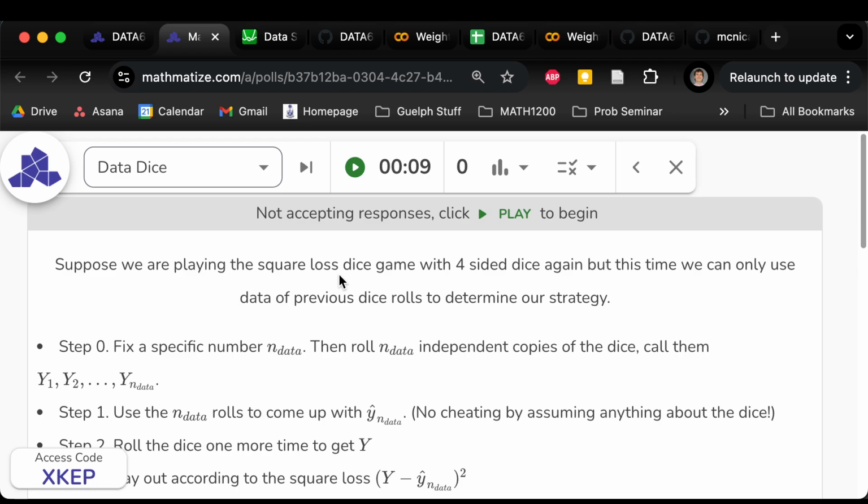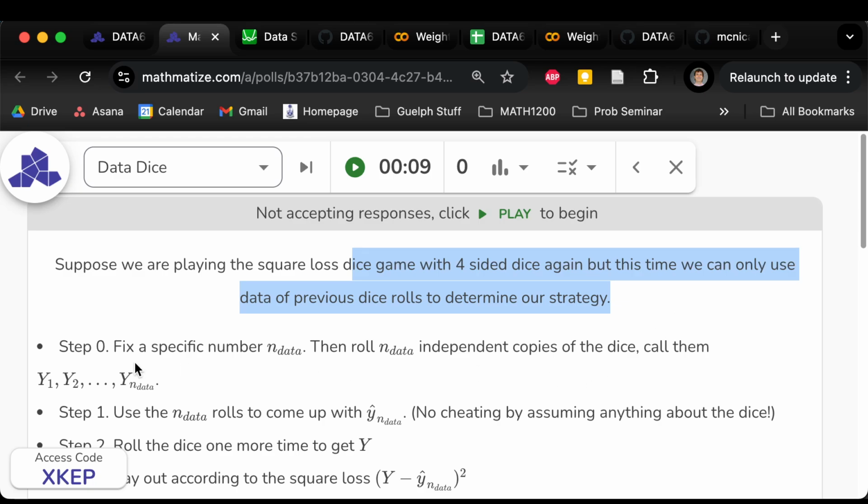And so this version of the game is exactly the same game as before, except we don't know what is inside the machine. We only have access to the data. So let me tell you the exact rules. What I want you to do is pretend there's a dice where you don't know what's on the sides of the dice. You're not allowed to look at the dice directly. The only thing you can see is when you roll the dice, what comes up. I said four sides, but it could have any number of sides. The number of sides doesn't matter.